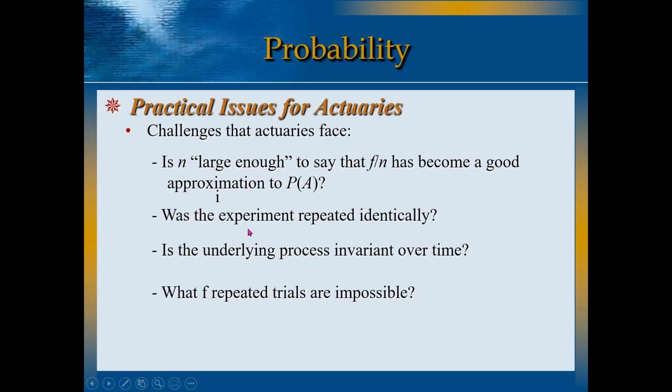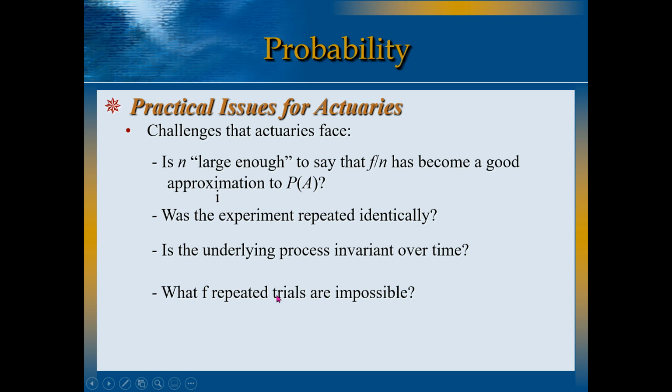You also need to keep in mind that the experiment should be repeated identically. For example, even if I talk about a coin, if you are tossing a coin once on a plain area and then on the second trial you are tossing it on an uneven surface, the conditions are changed. So then you cannot expect that the outcomes, or the behavior, will be the same. So the experiment should be repeated identically, and the underlying process, that is the condition of the coin, remains the same throughout.